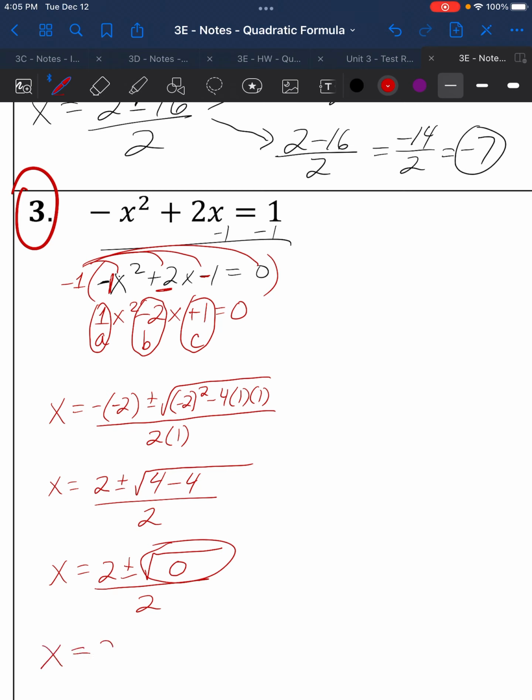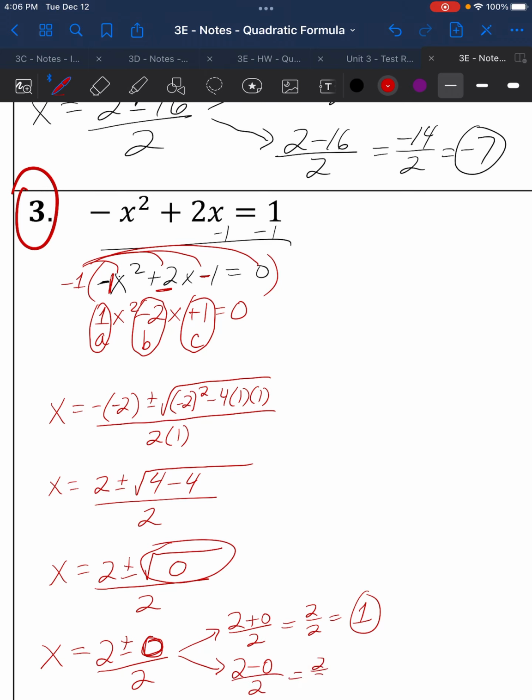And when we simplify the square to 0, I don't really have to pull it off to the side. That's just 0. So we have 2 plus or minus 0 divided by 2. So when we split this up, because now the square root's gone, we have 2 plus 0 divided by 2. That's 2 divided by 2, which is 1. And we have 2 minus 0 divided by 2, which again is 2 divided by 2, which is 1. Well, what the heck? We have two of the same answers.